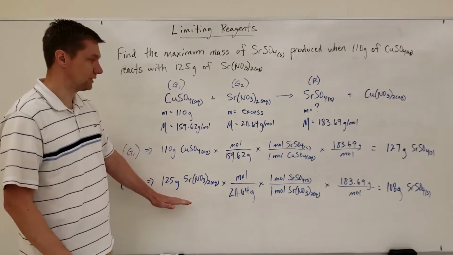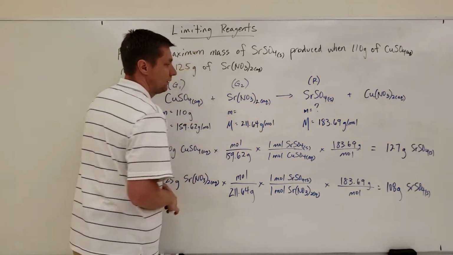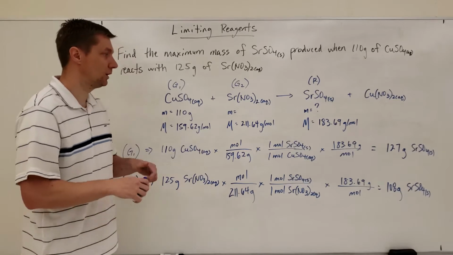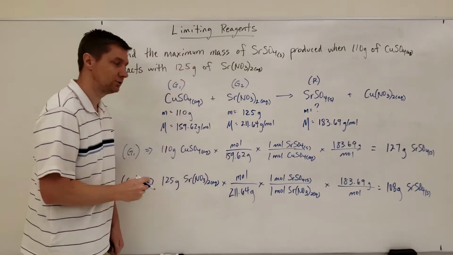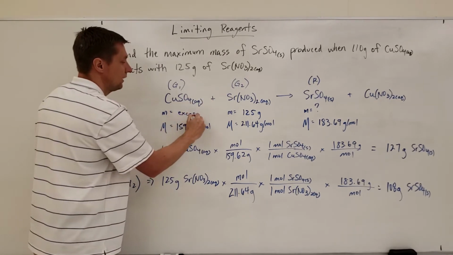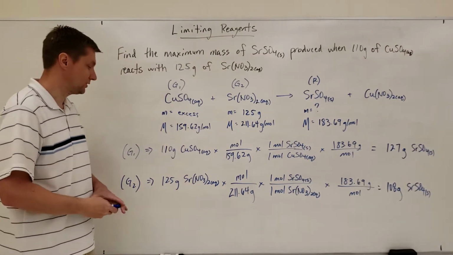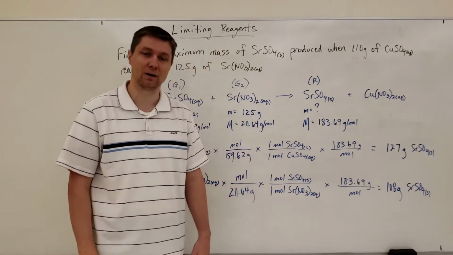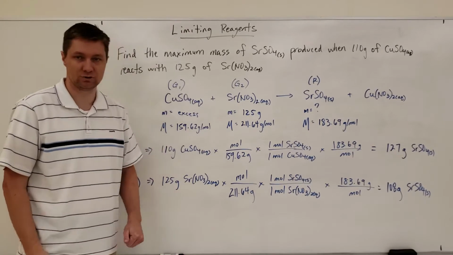Then what I'm going to do is reverse the roles. So now I'm going to say, okay, that's how much 110 grams of copper 2 sulfate can make. How much can 125 grams of strontium nitrate make? And so again, if I do the stoichiometry for this, I'm assuming that I have an unlimited supply of copper 2 sulfate. And so I do the stoich, 125 grams of copper 2 sulfate. You can see I've done the math there. And the number punches out as 108 grams of strontium sulfate.